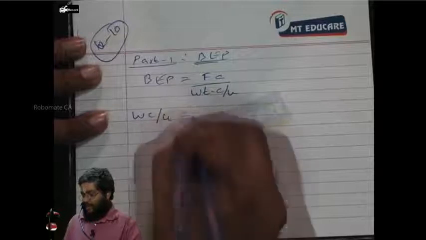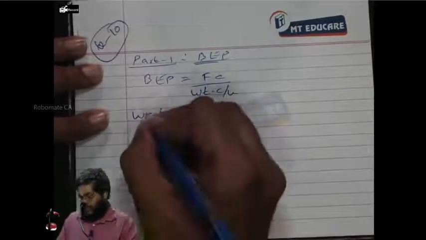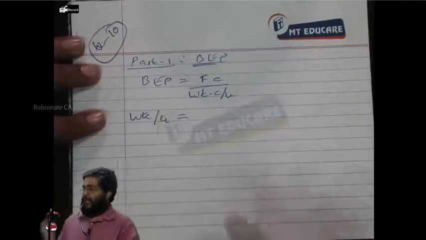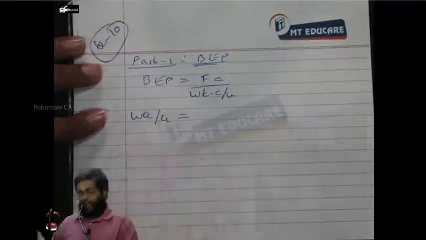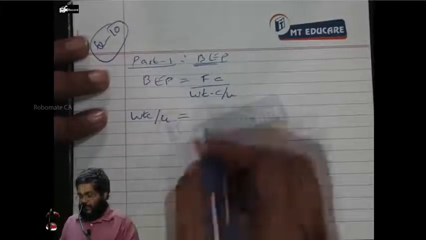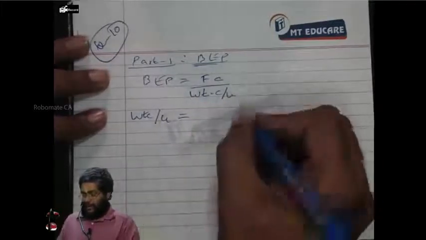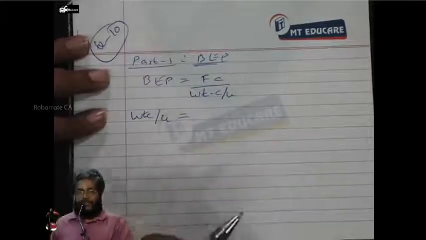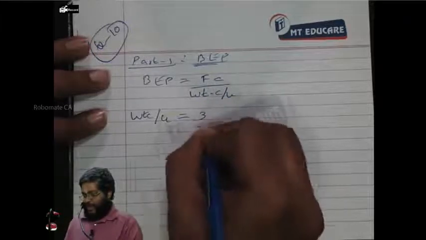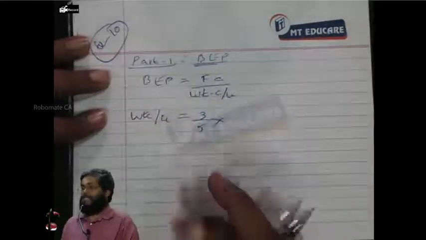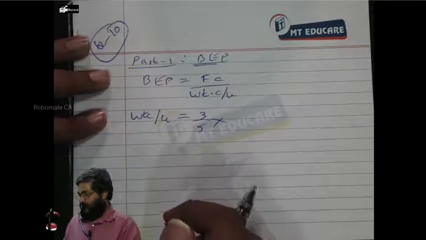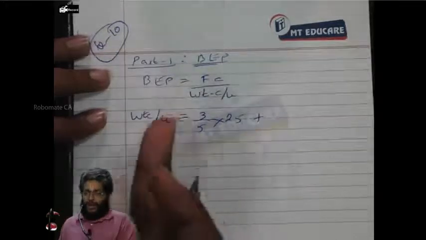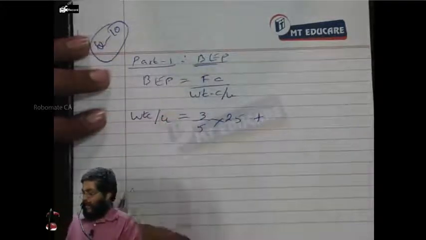Weighted contribution per unit is equal to... I am writing in the sheet in a very abbreviated manner, you write fully. Tell me the ratio 3:2, the present mixed ratio. I can say it is 3/5 into, the proportion is 3 out of 5, or not? 3 by 5 into, what is E's contribution? 25. I think I need not write any formula. I will understand: 3 by 5 into 25 plus Z.